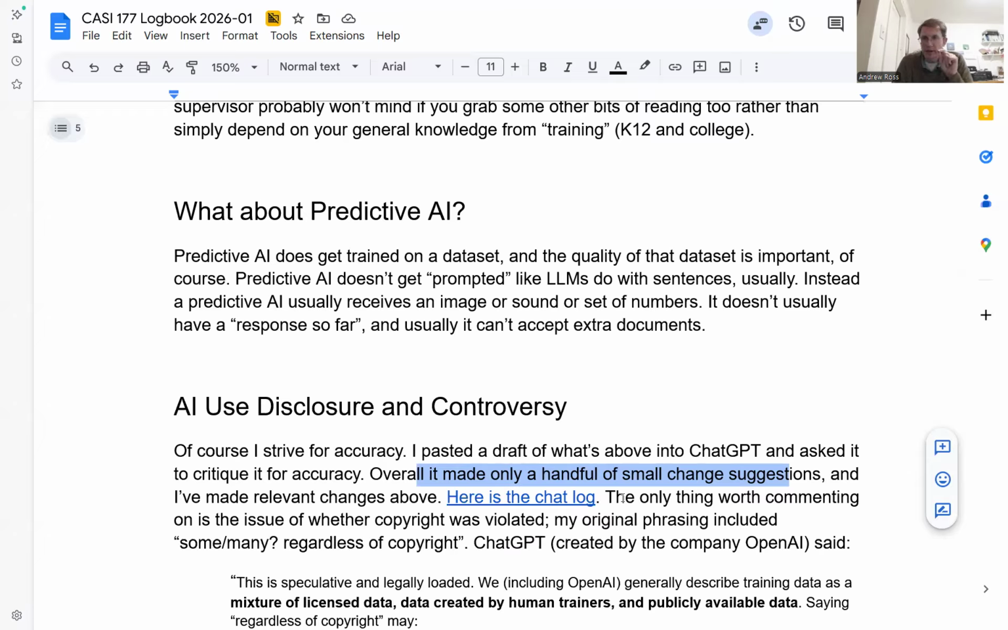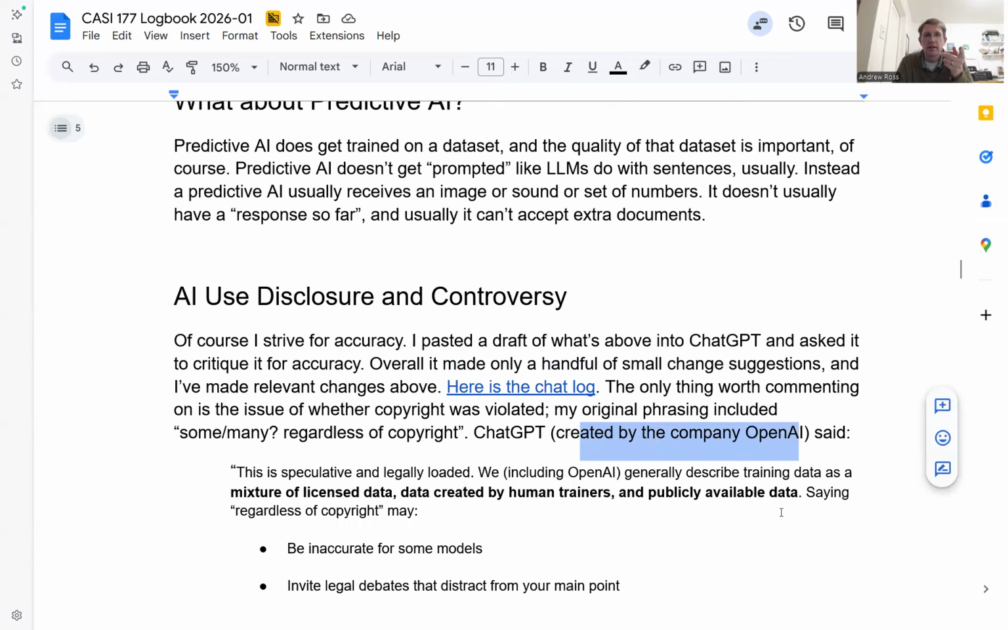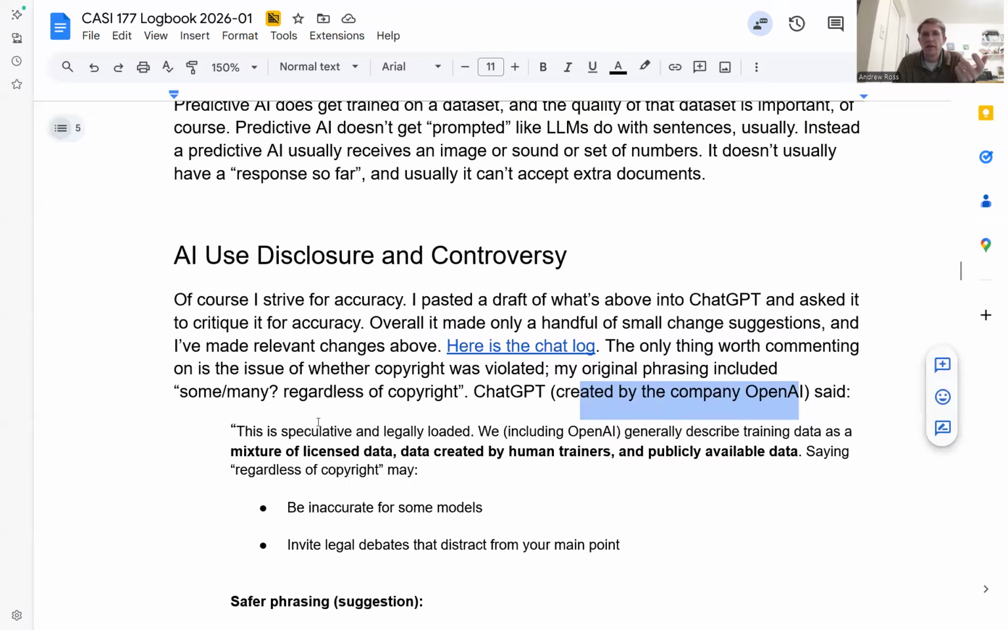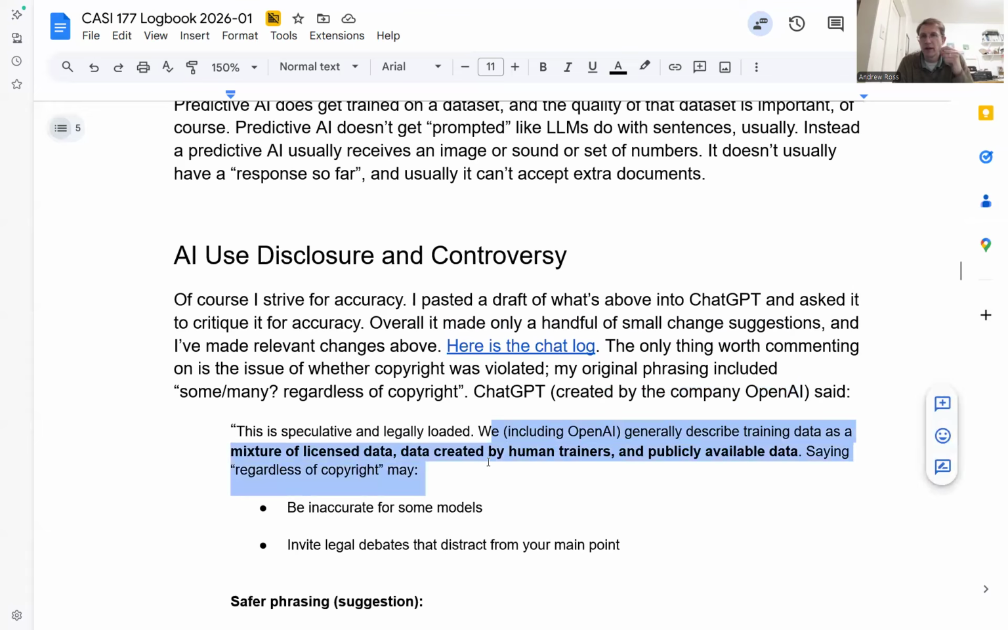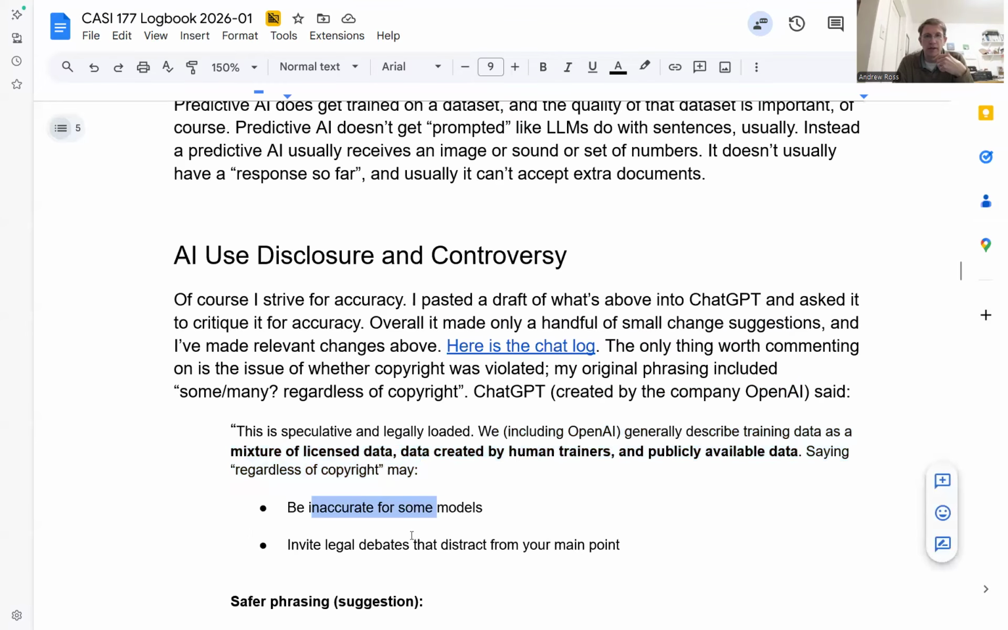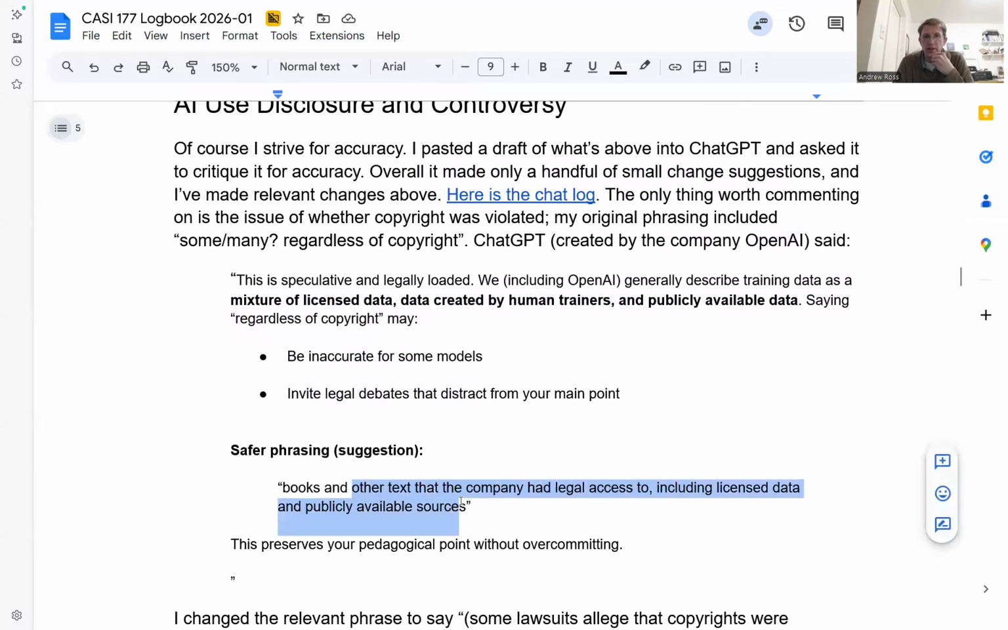There is something worth commenting about, though, and that's on the issue of whether copyright was violated when making the training data for LLMs. My original phrasing included the phrase "some or many regardless of copyright." ChatGPT, when it was critiquing my script for accuracy, remember ChatGPT was created by the company OpenAI, said that my phrase there is speculative and legally loaded. It gave OpenAI's position on describing the training data. It said, hey, you might be inaccurate. You might invite legal debates, which is possibly saying you might be opening yourself up to liability. It offered a suggested phrasing.